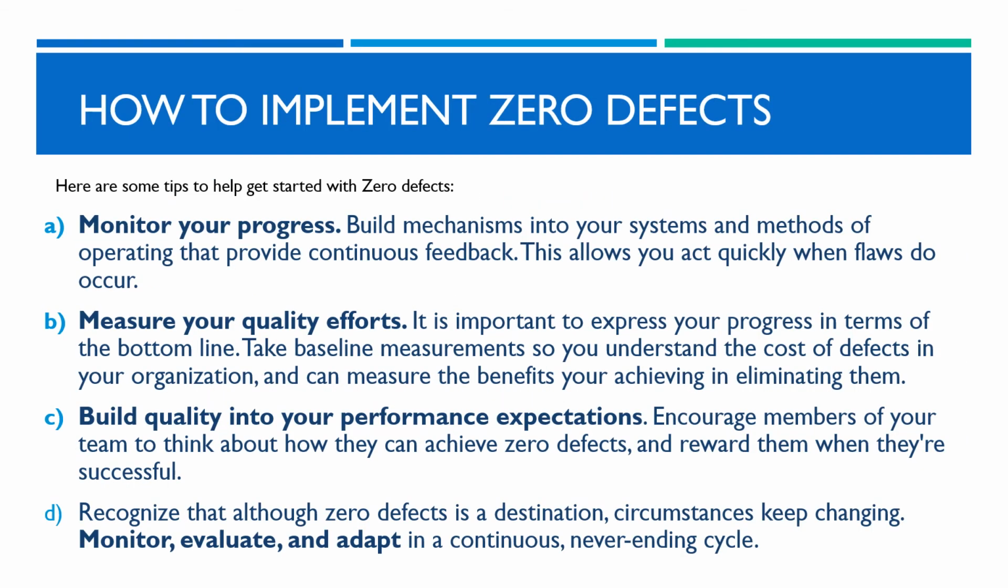Here are some tips to help get started with zero defects. Monitor your progress. Build mechanisms into your systems and methods of operating that provide continuous feedback. This allows you to act quickly when flaws do occur. Measure your quality efforts. It is important to express your progress in terms of the bottom line. Take baseline measurements, so you understand the cost of defects in your organization, and can measure the benefits you're achieving in eliminating them.